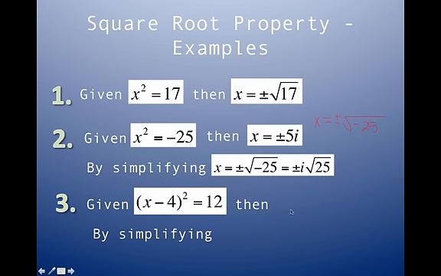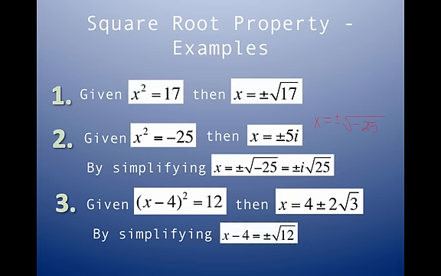Okay? And then number 3 down here, given x minus 4 squared equals 12, how am I going to solve that? Well, like I've been doing, I'm going to square root both sides, all right? So I square root the 12 with my plus minus in front, and I still have this x minus 4 over here. I don't really care about x minus 4, I only care about x. So I am going to have to add this 4 over to the right side.